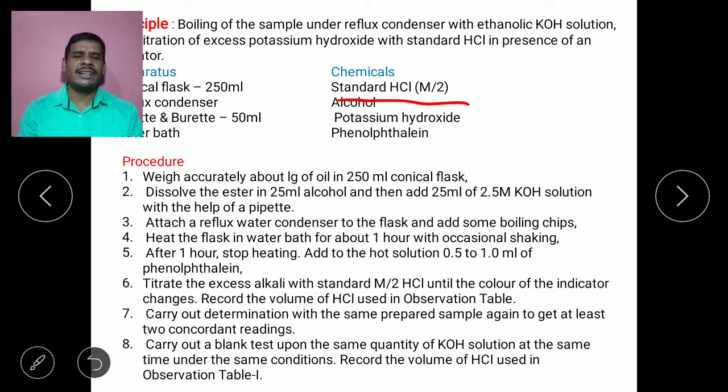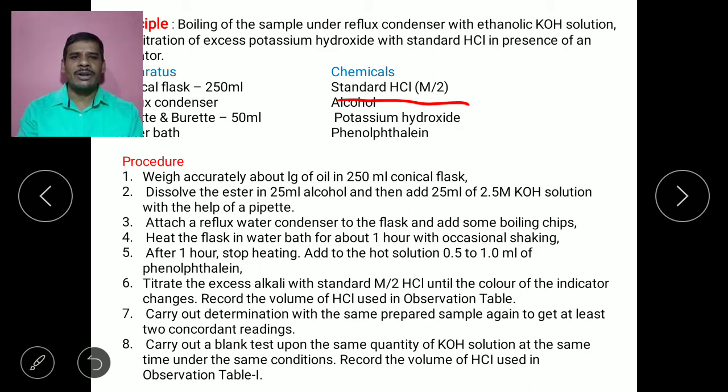We don't heat directly, because with direct heating the temperature becomes more than 100 degrees centigrade, and at that time ethanol immediately undergoes evaporation. Hence we use the water bath for 1 hour with occasional shaking. While heating, we do occasional shaking of this round bottom flask.